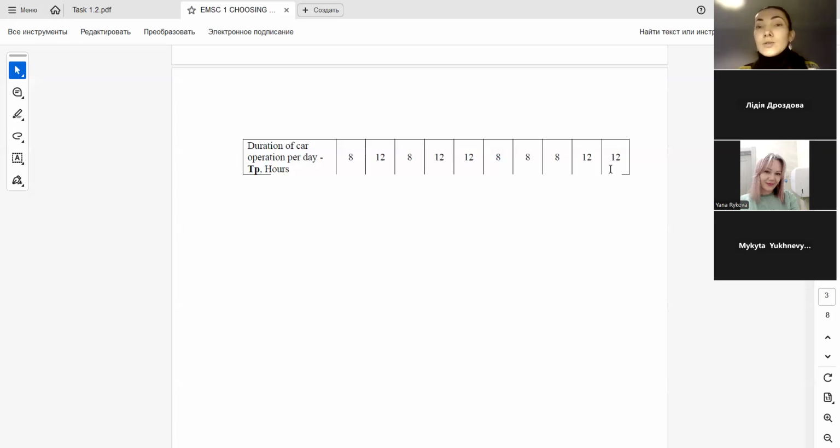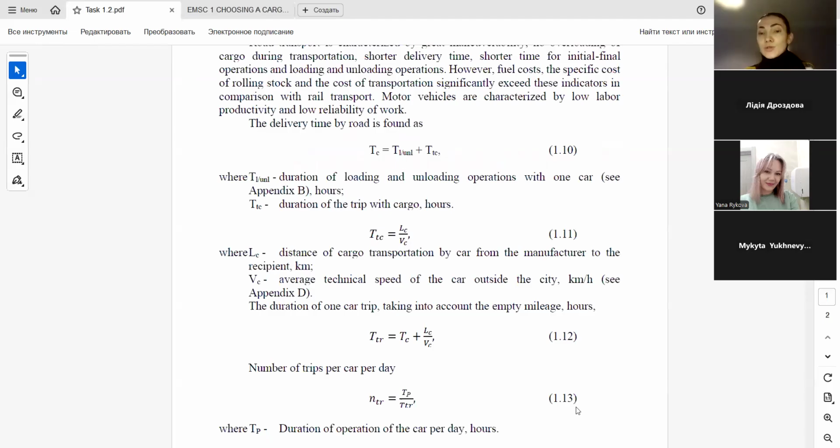Okay, I think you found your value, and we come back to our formula 1.13. We use this time in hours as found in our table and divide it by big T with index tr, which is the result of our previous calculation, formula 1.12. Write is equal to and calculate the result. The result will be the number of trips.